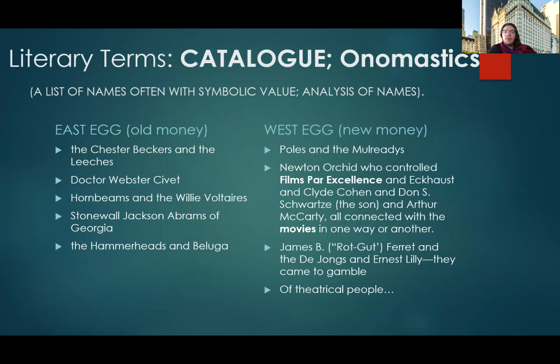And here we're going to have two literary terms, catalog and onomastics. A catalog is a list of names in a literary work, often with symbolic value, and onomastics is the analysis of names. And so it's unpacking what might be the symbolic value there. So let's look at a few of these names of the party guests. From East Egg, which you'll remember represents old money, inherited money, we have the Chester Beckers and the Leeches, Dr. Webster Civet, the Hornbeams and Willie Voltaires, Stonewall Jackson Abrams of Georgia, and the Hammerheads and Belugas.